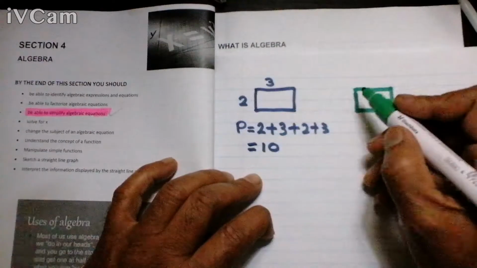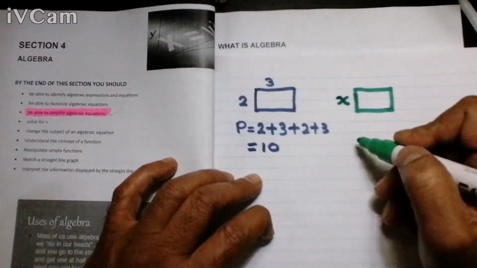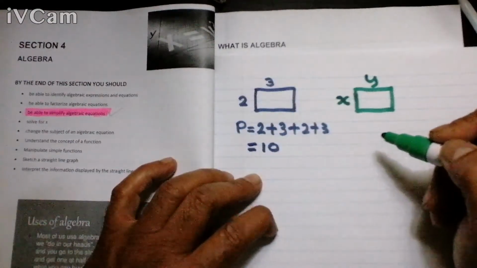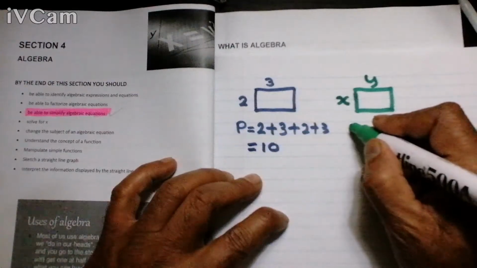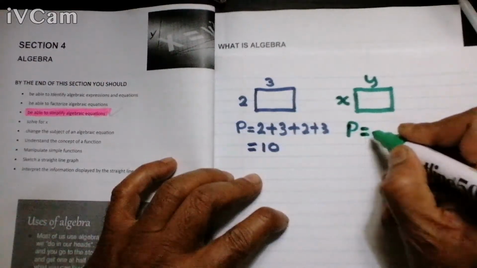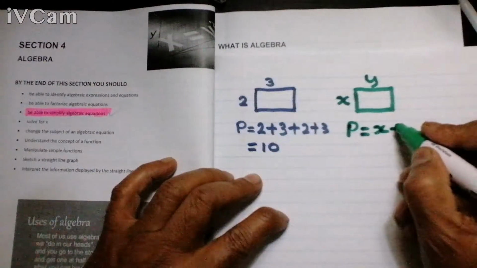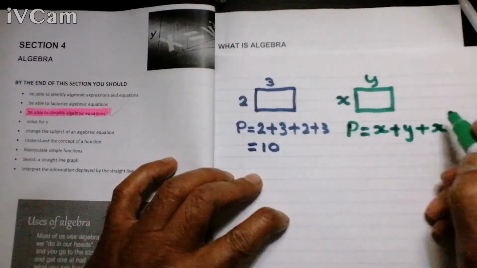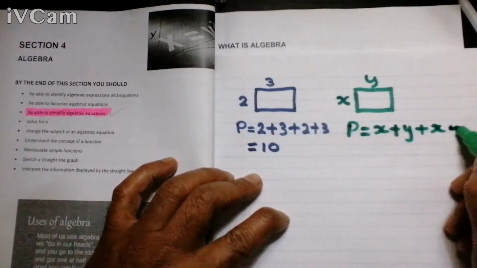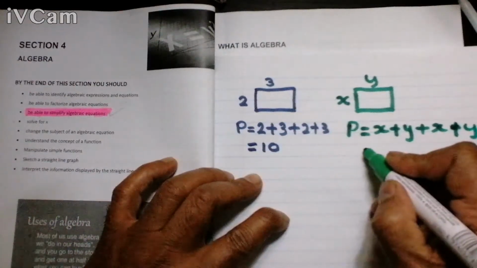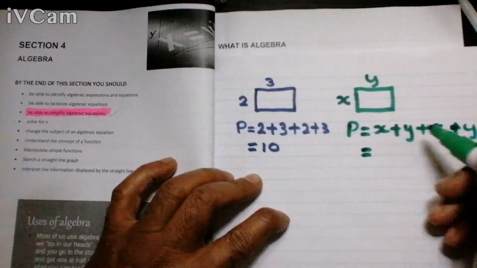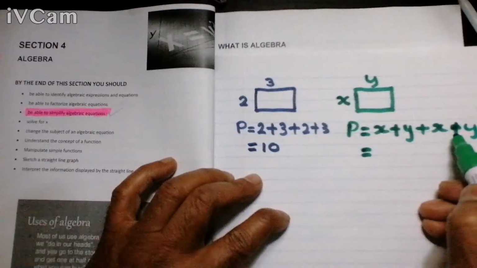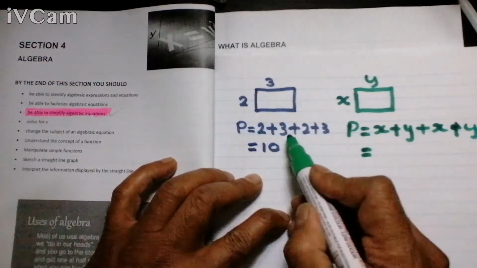But if I had to describe it in general, I would say that the rectangles that you'll have drawn have a breadth of x centimeters and a length of y centimeters. And if I had to write an expression for the perimeter, then the perimeter would be equal to x plus y plus x plus y. Opposite sides of a rectangle are equal. And if I had to evaluate this, this is now an algebraic expression.